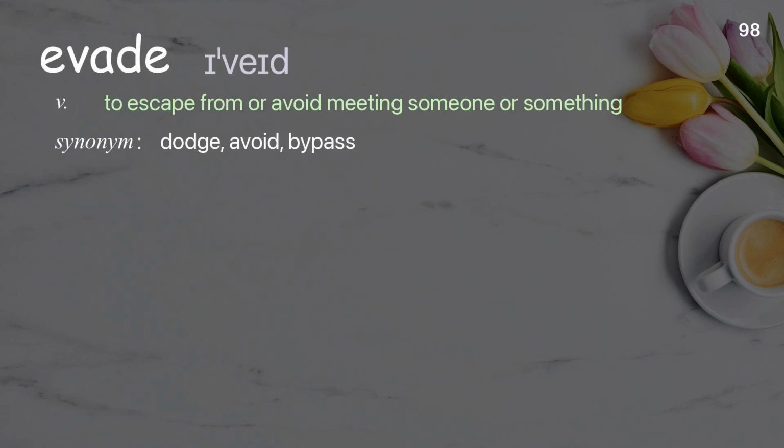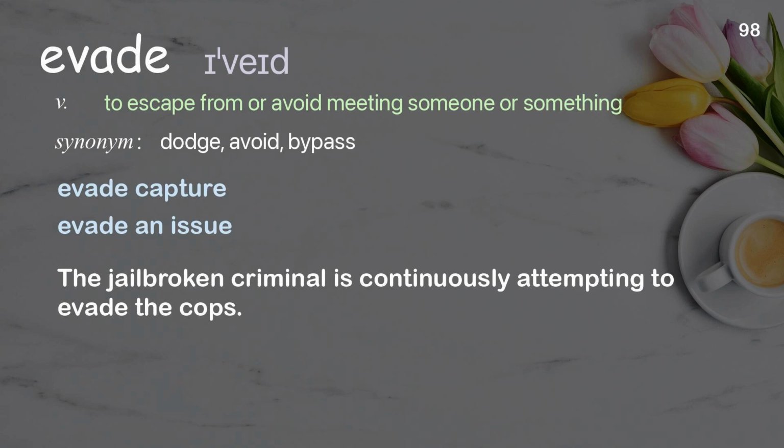Evade. To escape from or avoid meeting someone or something. Examples: evade capture, evade an issue. The jailbroken criminal is continuously attempting to evade the cops.